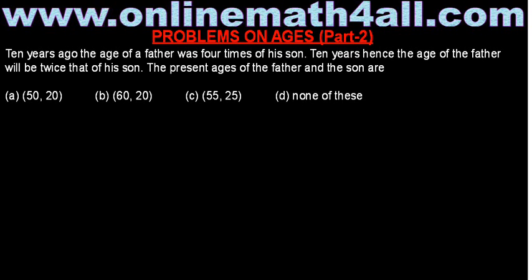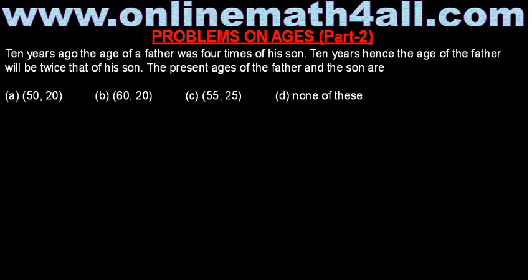Okay, when we look into the question, we find two pieces of information. One is the age of the father and son given 10 years ago, and also the age of the father and son given after 10 years, that is 10 years hence. From these two pieces of information, we have to find the present ages of the father and the son.